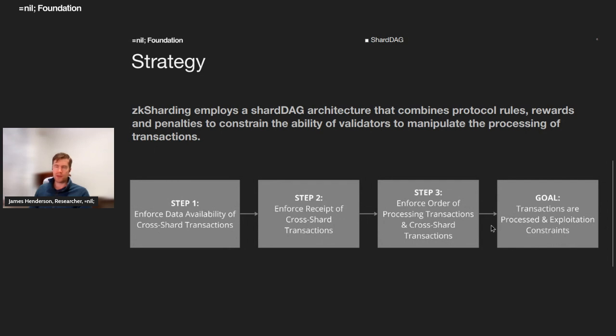As I just described, in order to put some constraints on those things, we need to enforce the order in which transactions and cross-shard transactions must be processed. But in order to have an order of processing, we first need shards to receive those cross-shard transactions that they need to process. But then, of course, in order to be able to receive those cross-shard transactions, we have to have that data available in the first place. So again, everything rests upon this idea of enforcing data availability of cross-shard transactions.